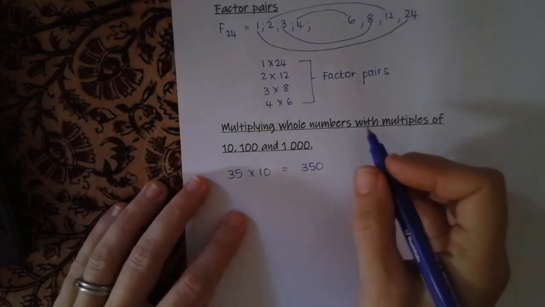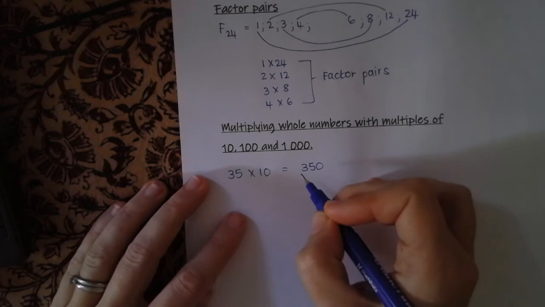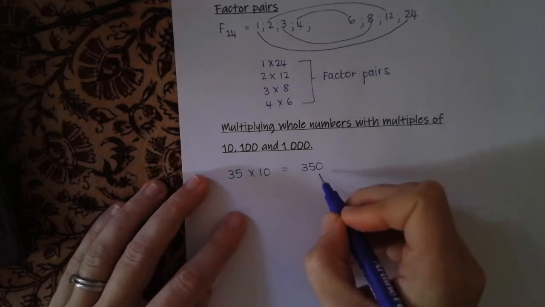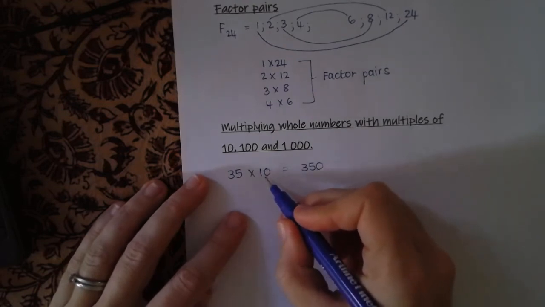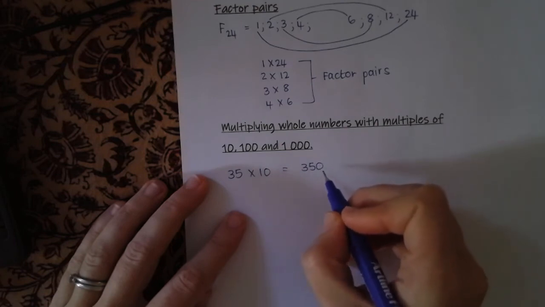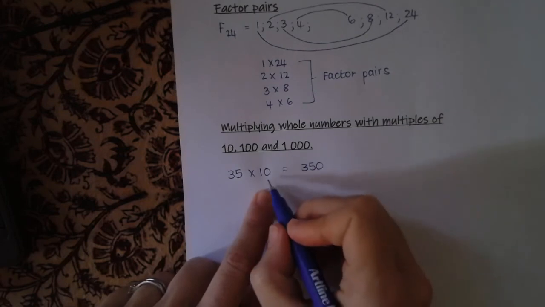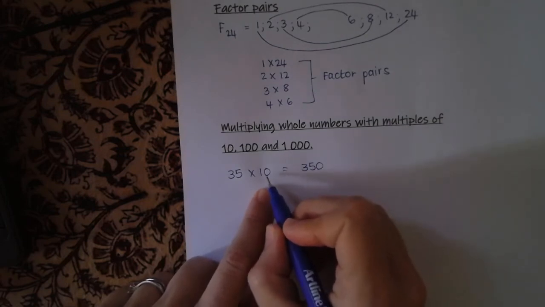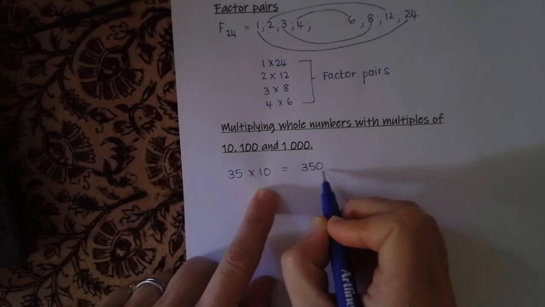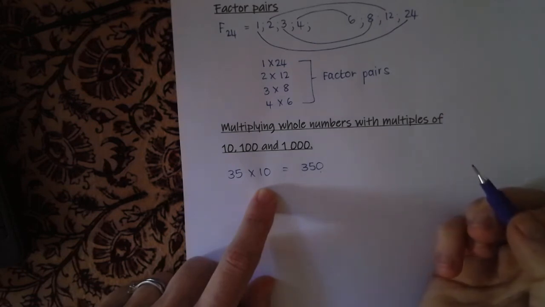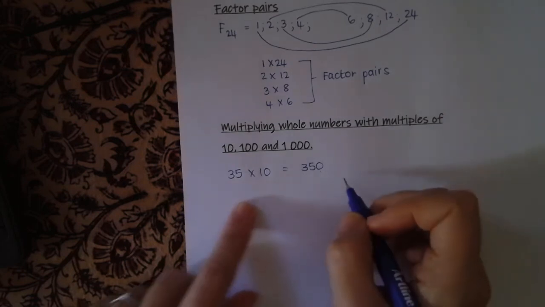But how do I know how to find the answer? Very, very easily. You can see within this number here, you have a 3 and a 5. So there's the 3 and the 5 of 35. And then what happened is we added a 0 onto the end of the number. So you need to look at how many zeros you have in the 10. That will tell me how many zeros I will add on at the back of the number. So there's only one, so you will have 1 zero at the end of the number. So then you've got 350.